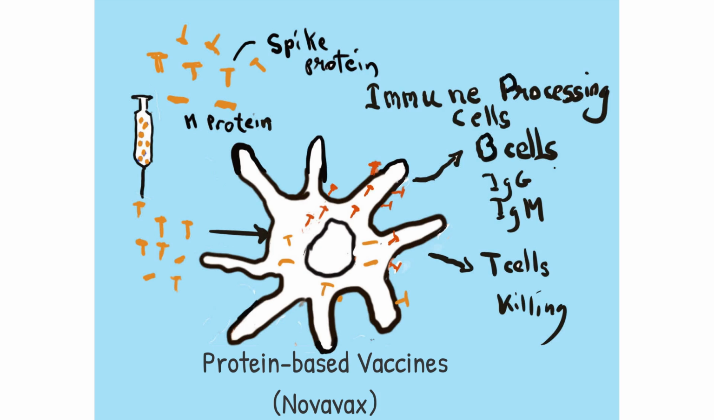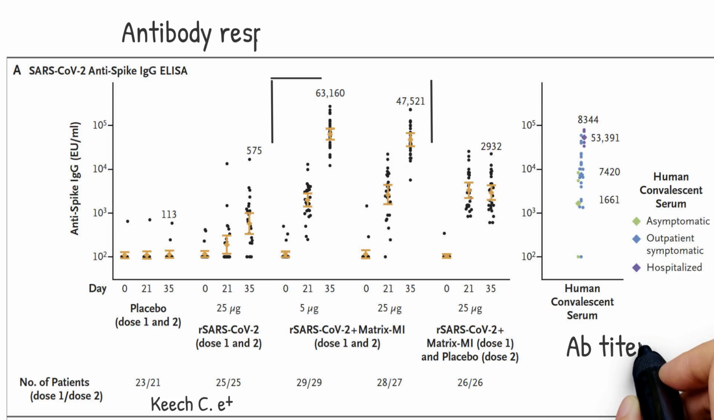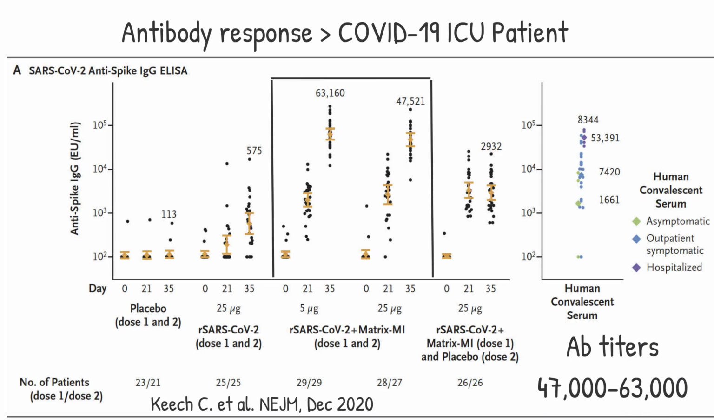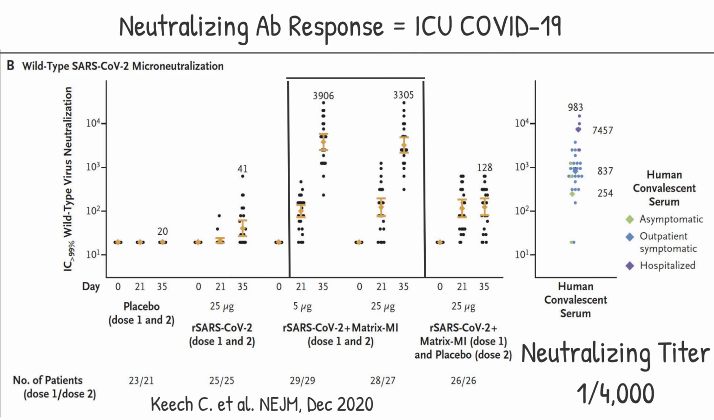Early studies published in December of 2020 reveal that this vaccine induces a robust antibody response to both 5 micrograms and 25 micrograms of protein combined with adjuvant, and the levels are comparable to infected patients who required hospitalization. See the values within the black box, achieving levels of antibody of 47,000 to 63,000 ELISA units per ml. This approach also induces impressive viral neutralizing titers of 1 to 4,000 enclosed in the black box.